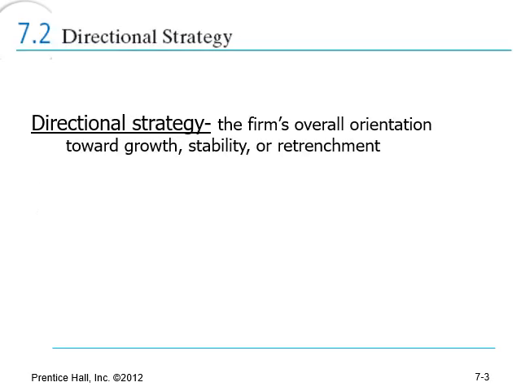For directional strategy, it is the firm's overall orientation toward growth, stability, and retrenchment. What is your direction as an organization? Maybe you will go for growth and expansion. Maybe stability, which means you will stay as is. Or maybe retrenchment, which here means reduction. So which one do you follow?